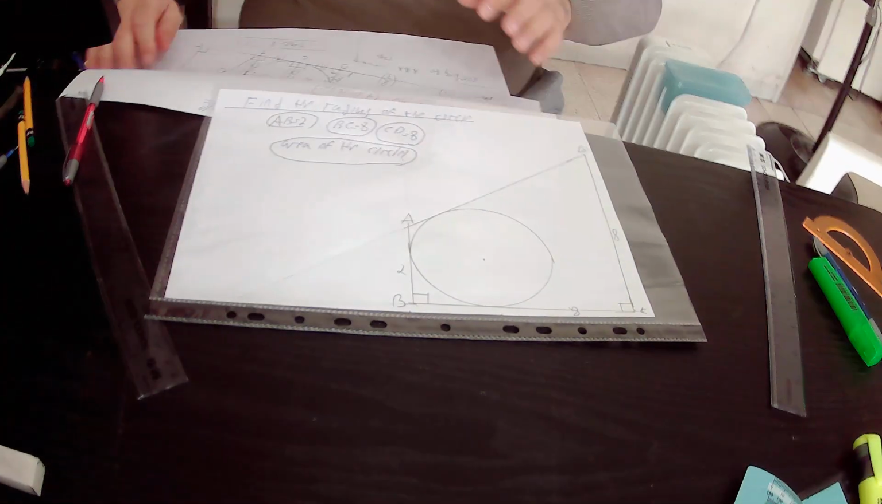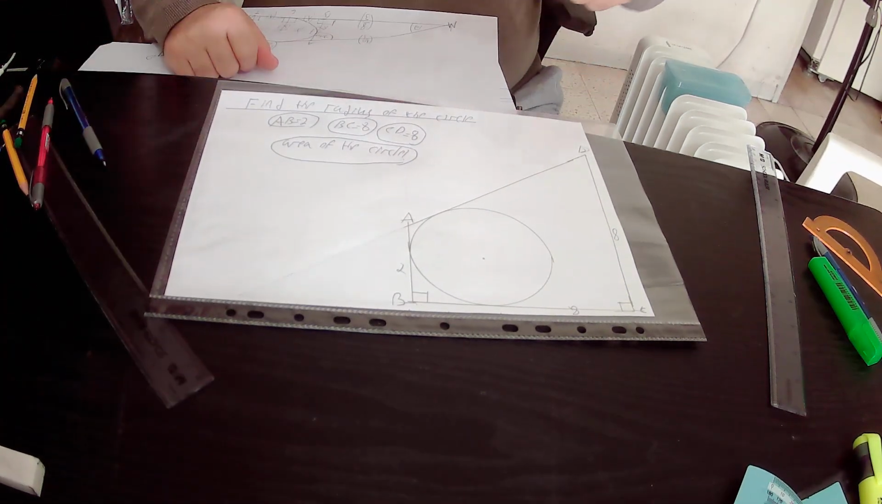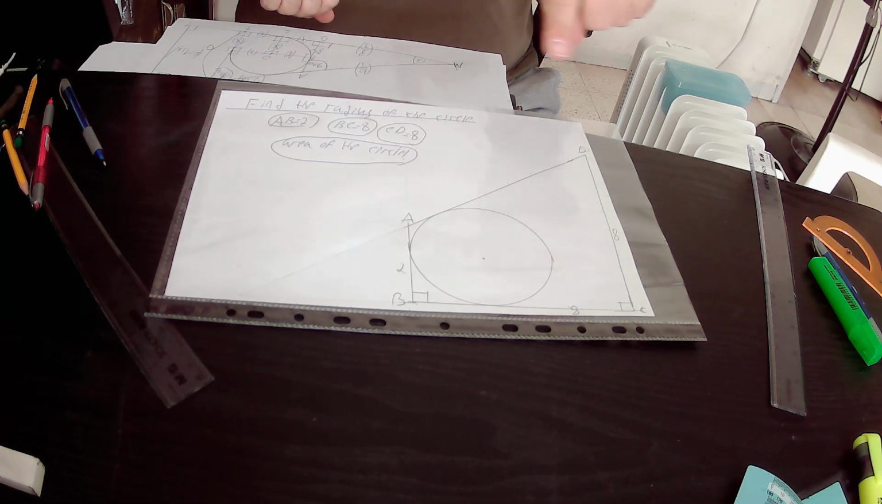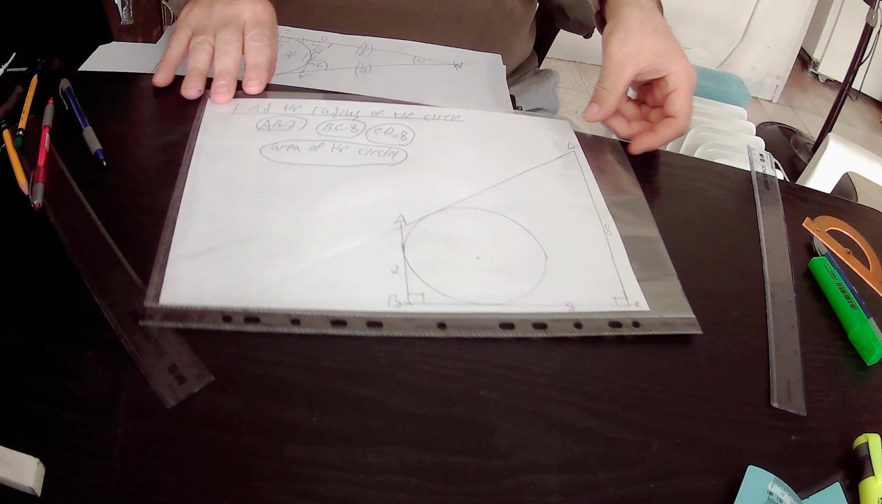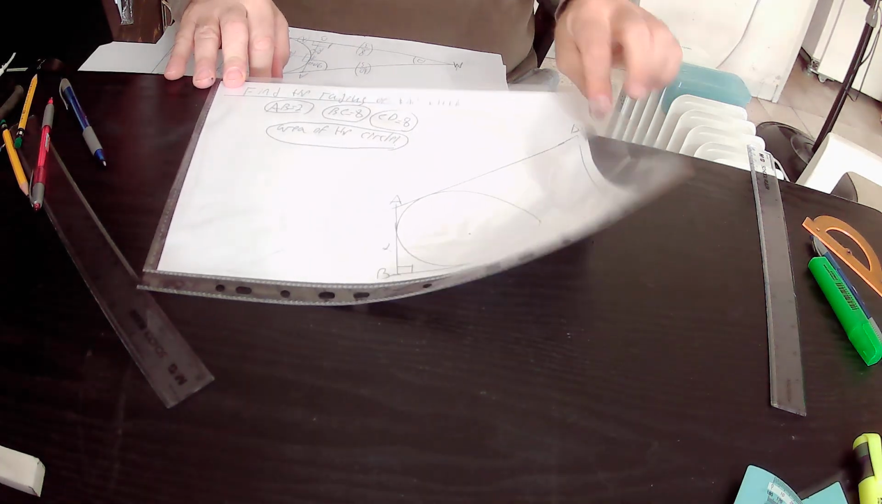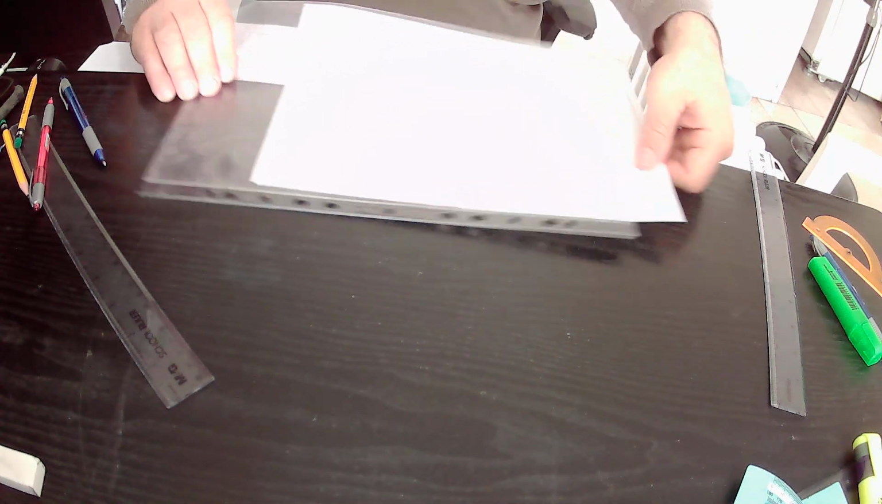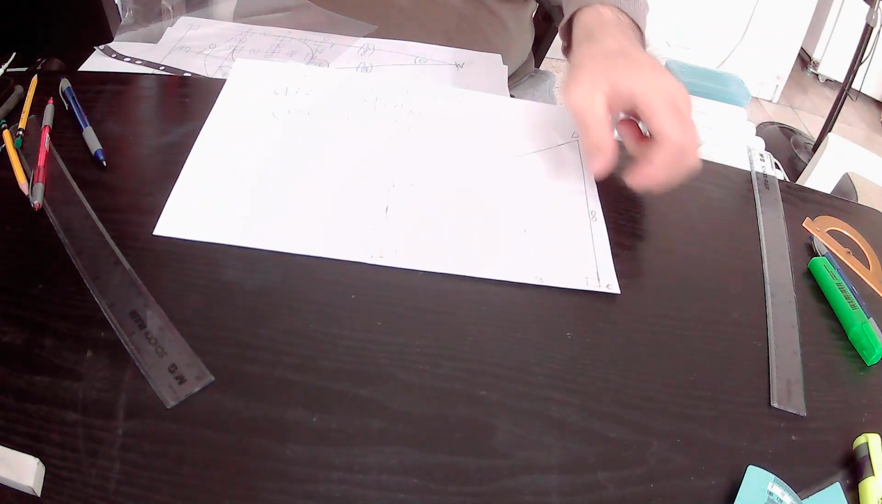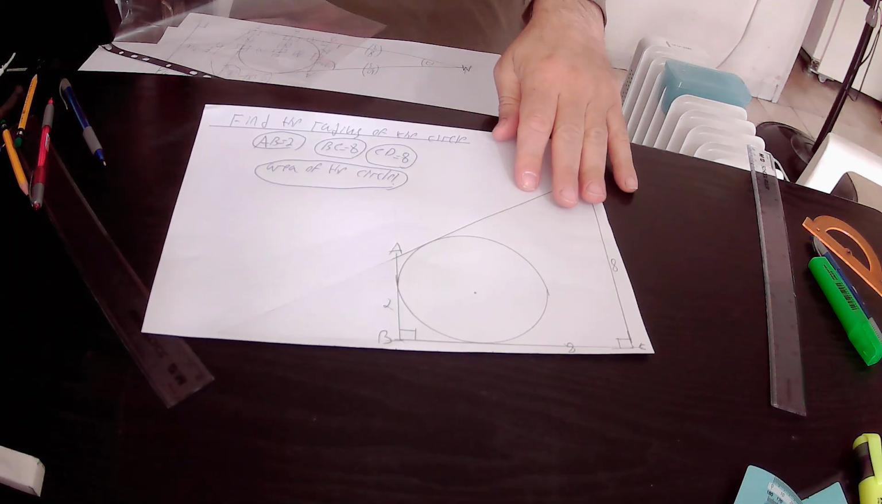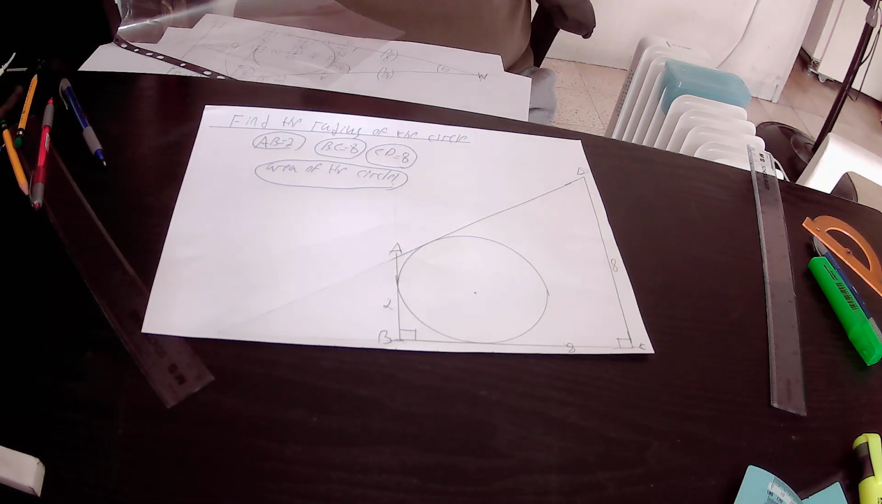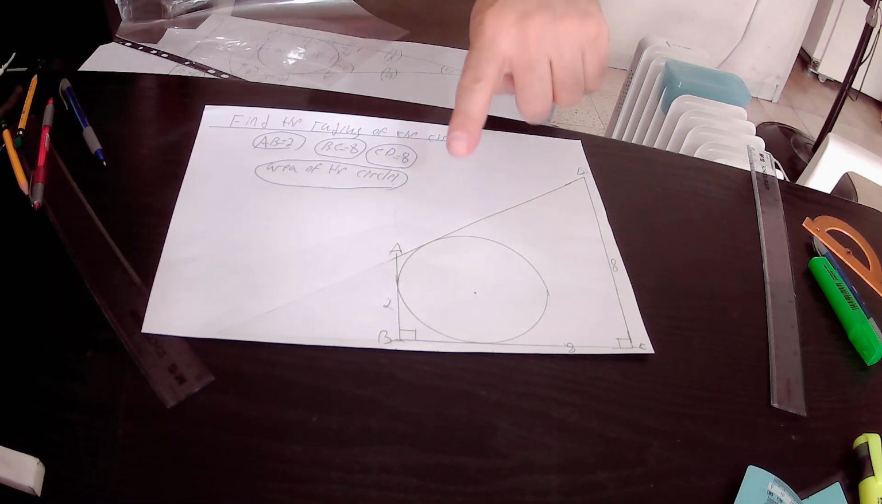In this lecture, we found out the area of this circle. In the drawing, we have quadrilateral ABCD, and inside this quadrilateral ABCD, we have a circle. Our mission is to find out the area of this circle.